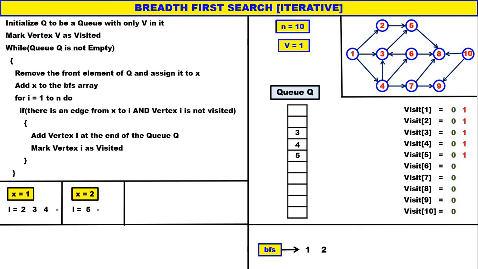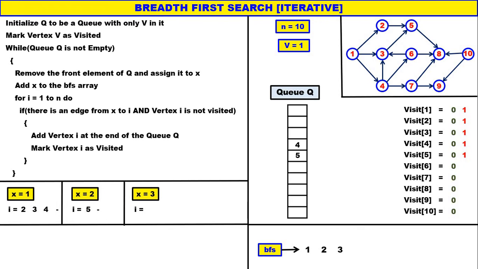Queue, is it empty? No, the queue is not empty. Therefore, remove the front element 3 and assign it to x. Yes. And 3 is added to BFS also. Very good. Now, what are the nodes adjacent to 3? Only 5. There is only one vertex adjacent to 3, 5.